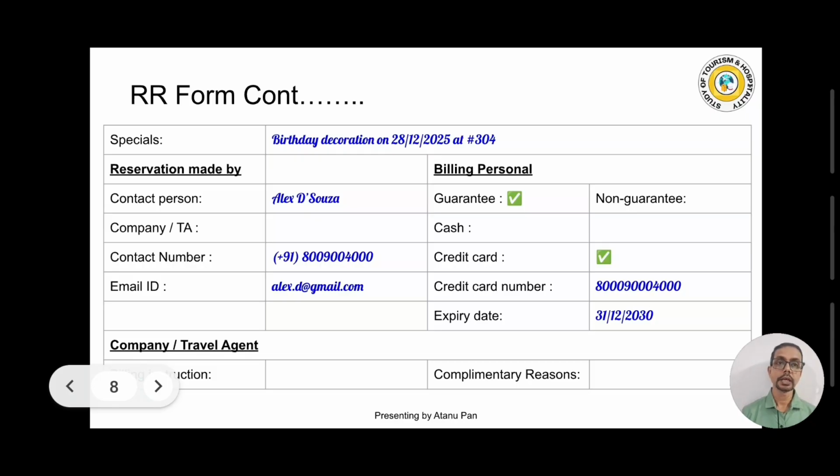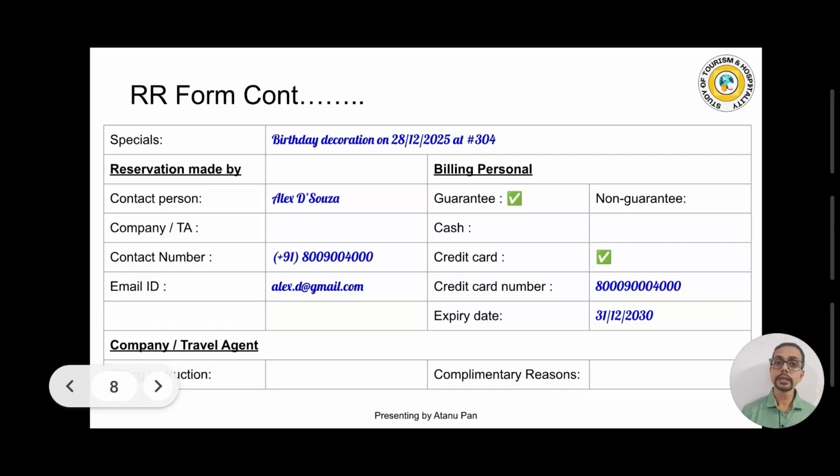Okay, now on the right hand side you can see the billing details. Here it is written guaranteed and non-guaranteed. Guaranteed means when the guest has paid an advance amount for the reservation. When the guest has not paid an advance for the reservation, that is called non-guaranteed. Now the payment can be done in two ways. Below you can see one is cash, another one is credit card.